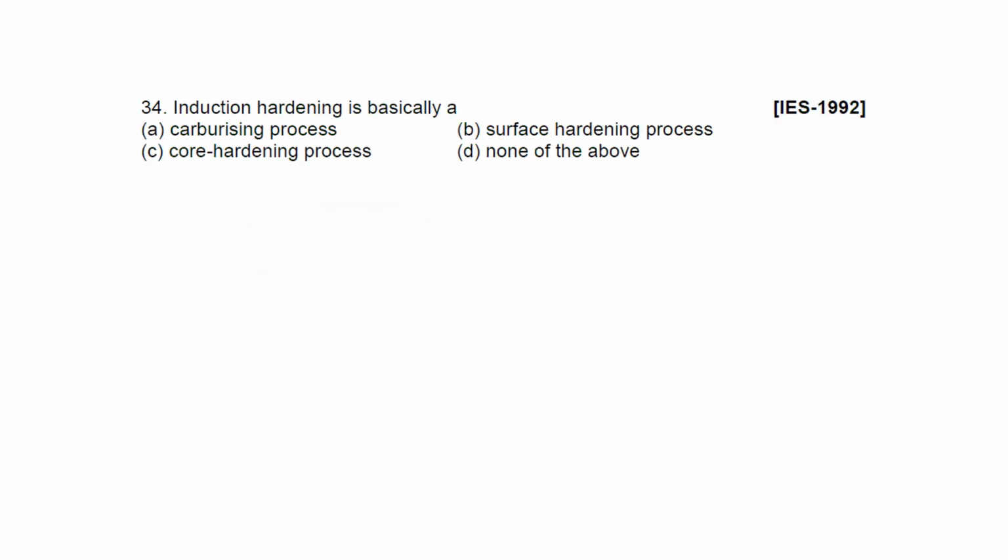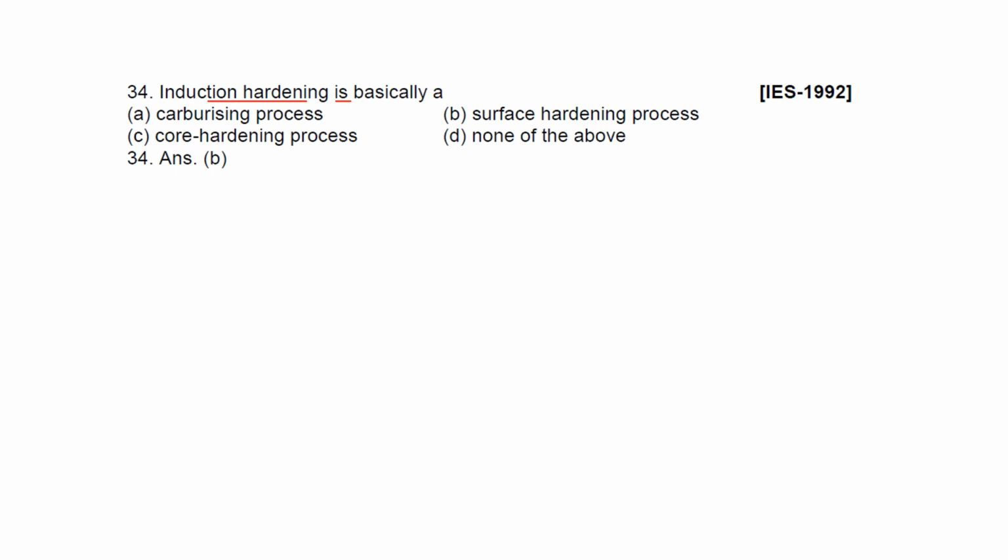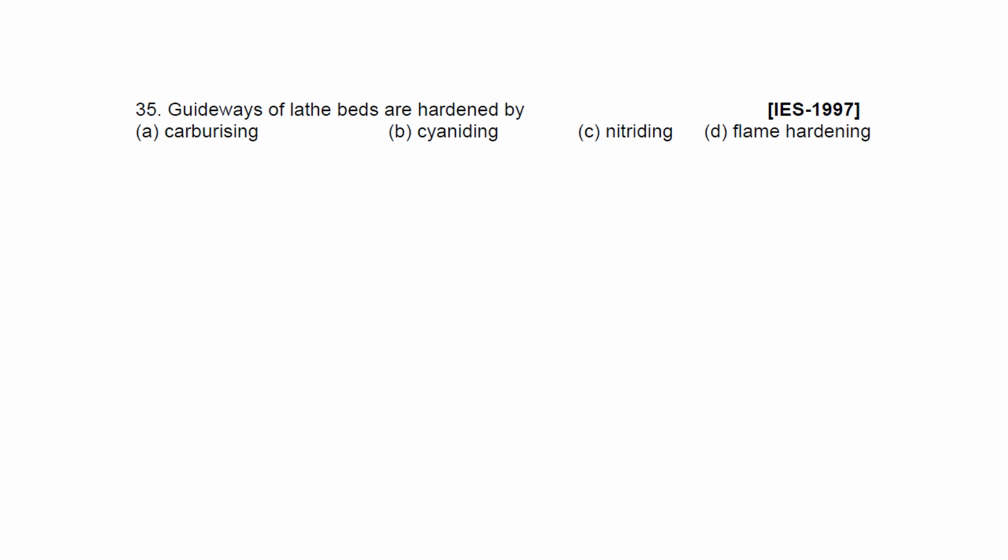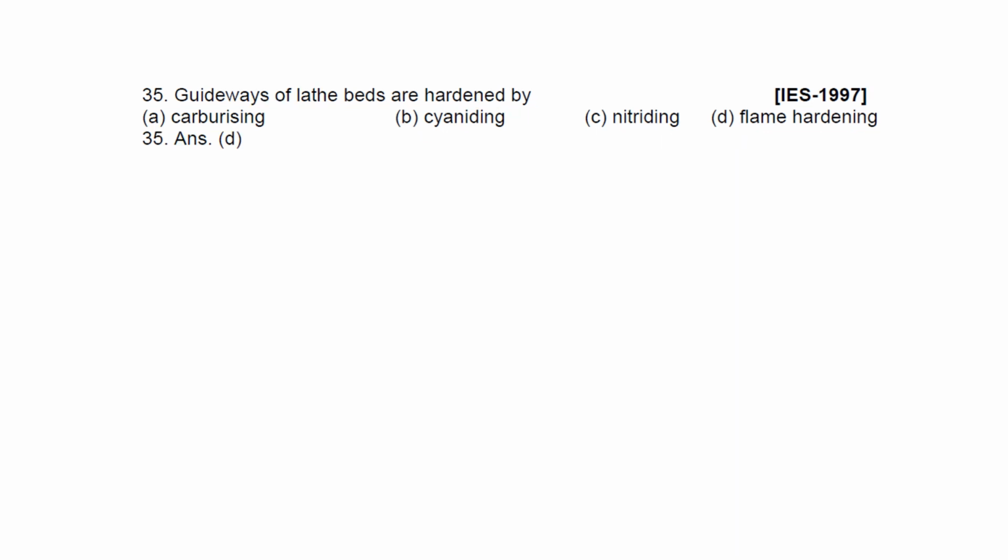Next question: induction hardening is basically a carburizing process, surface hardening process, core hardening process, or none of the above. Induction hardening is basically a surface hardening process, so the answer is B. Next, guideways of lathe bed are hardened by carburizing, cyaniding, nitriding, or flame hardening. These are the four options. The guideways of lathe bed are hardened by flame hardening, so the answer is D.